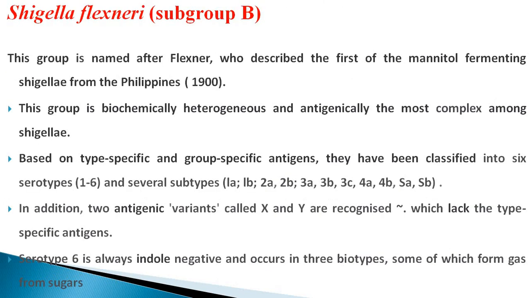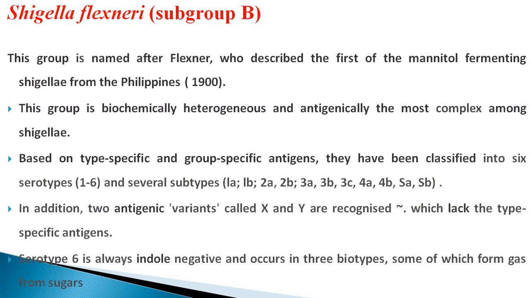Shigella flexneri, group B. This group is named after Flexner, who described the first of the mannitol-fermenting Shigella from Manila. This group is biologically heterogeneous and antigenically the most complex among Shigella. Based on type-specific and group-specific antigens, they have been classified into 6 serotypes, 1 to 6, and several subtypes.